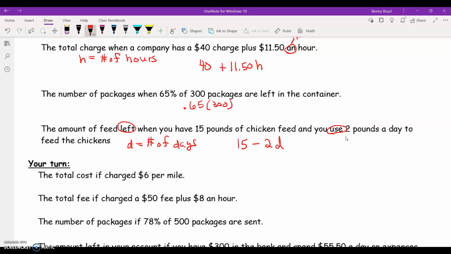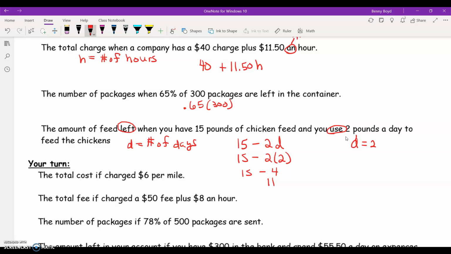Now let's just see if that plays out right. Let's say I fed the chickens for 2 days, so D equals 2. So that would be 15 minus 2 times, let's see, D is 2. So if I fed 2 pounds per day for 2 days, that would mean that I would use 4 pounds of chicken feed, which would leave me with 11 pounds in the container at the end of 2 days.